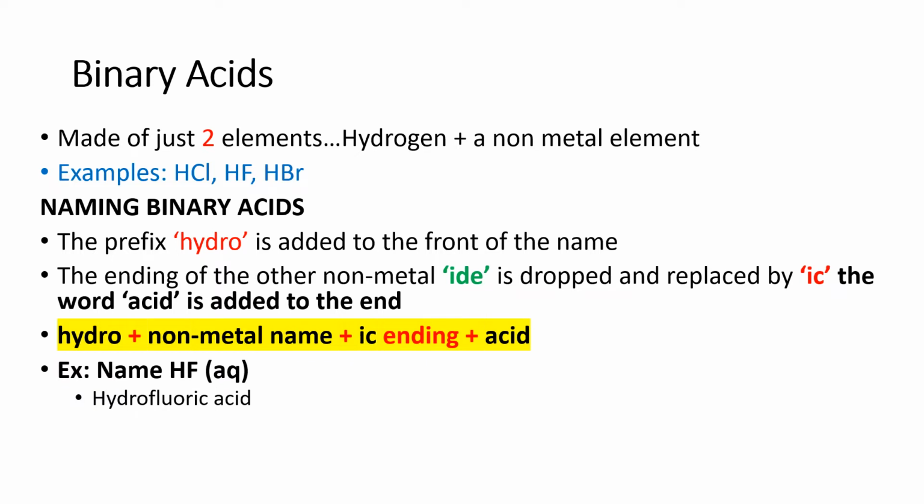So for example, for HF, it would be hydro plus fluorine, the fluor part, ic, and then acid, so hydrofluoric acid. Another example is HI in its aqueous state. So we have our hydro, we have our io from iodine, ic, and acid, so hydroiodic acid.